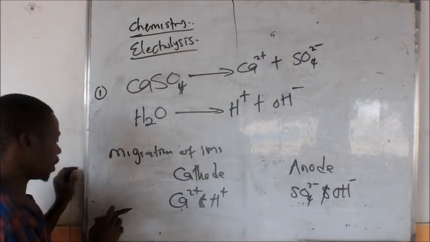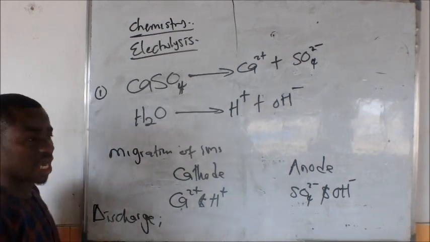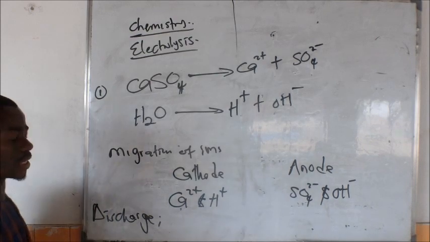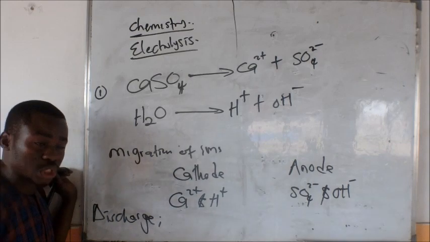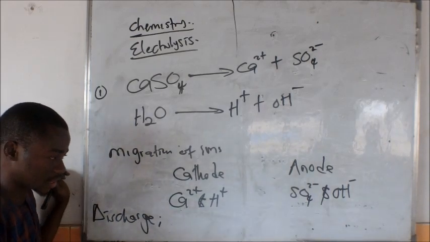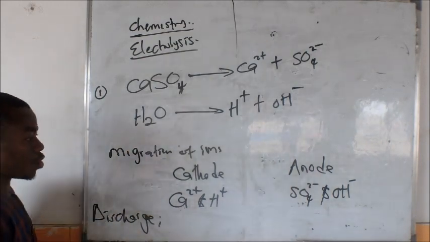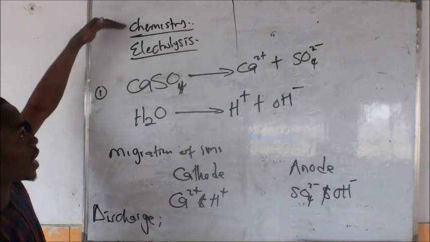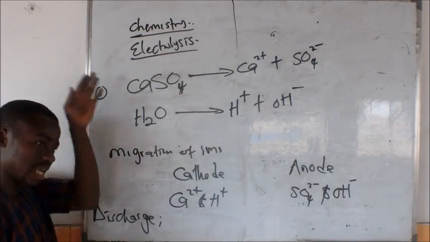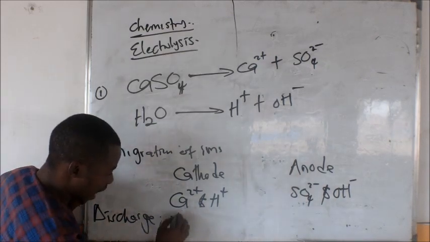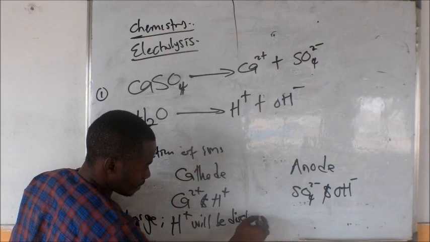Now, having done this, let's know the one that will discharge at the end of the process. Out of these ions, which one will discharge? Since we are considering the position of ions in the electrochemical series, the one that is below will discharge. If you look from the top: potassium, sodium, calcium, as you go down, you have hydrogen down in the series. So hydrogen plus will be discharged.